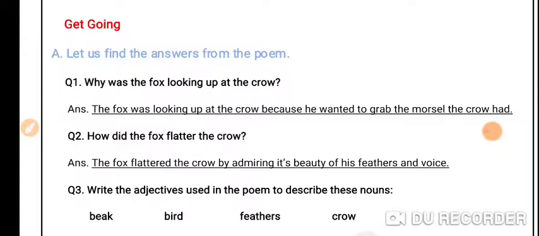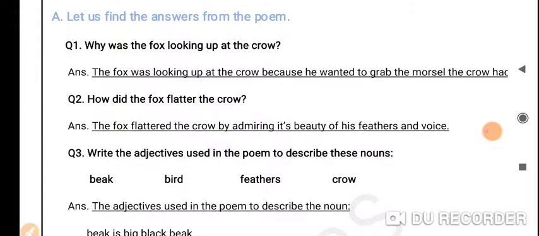Let us find the answers from the poem. Question number 1. Why was the fox looking up at the crow? The fox was looking up at the crow because he wanted to grab the morsel the crow had. The fox was after the piece of food that the crow had. That's why the fox was looking up at the crow.